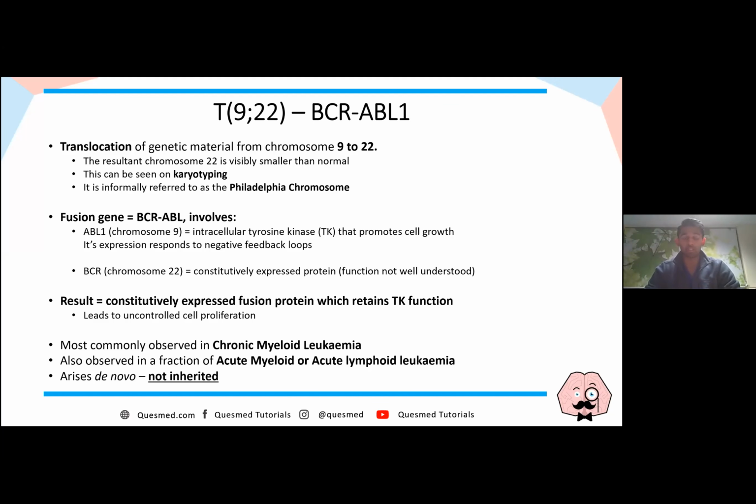Let's talk about the genes involved in a little bit more detail. So ABL1, that's the gene on chromosome 9. It codes for an intracellular tyrosine kinase.